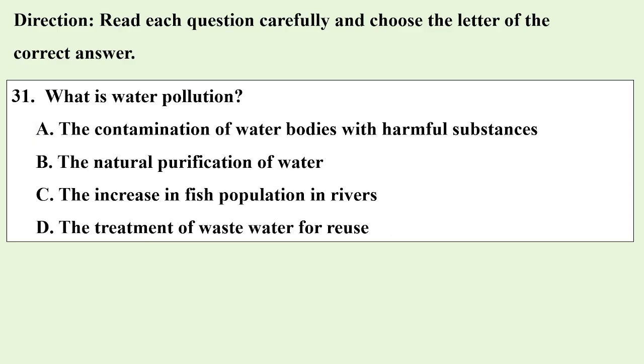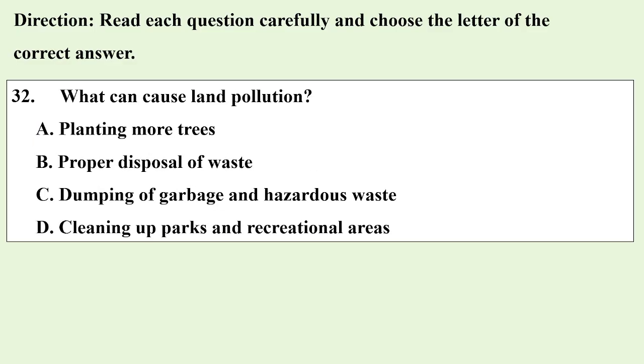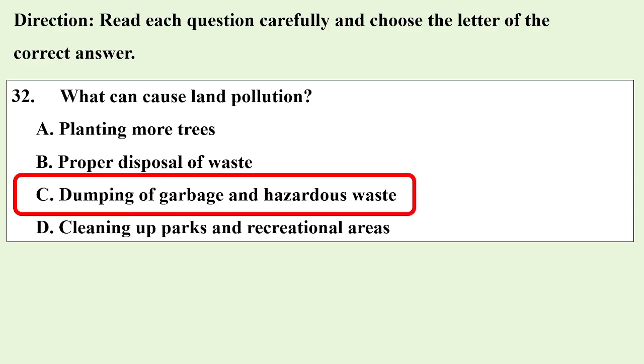31. What is water pollution? So the answer is the contamination of water bodies with harmful substances. 32. What can cause land pollution? Dumping of garbage and hazardous waste.